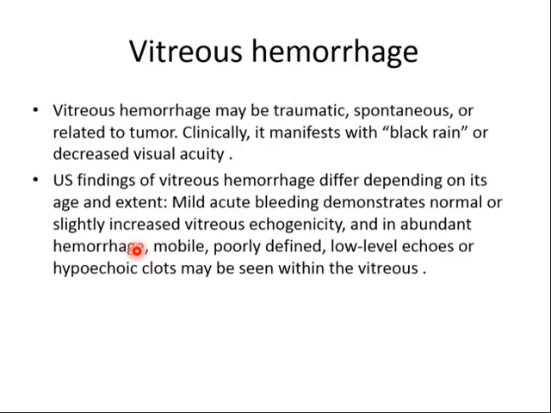Vitreous hemorrhage is very common, especially after operation. It may be traumatic, spontaneous, or related to trauma, and sometimes clinically the patient complains of seeing black rain and decreased visual acuity, seeing black shadows in front. Ultrasound of vitreous hemorrhage differs depending on its age and extent. In a mild acute case, it may be normal or show a slight increase in vitreous echogenicity, but in abundant hemorrhage, it may show mobile, poorly defined, low-level echoes, or a hypoechoic clot may be seen with it.